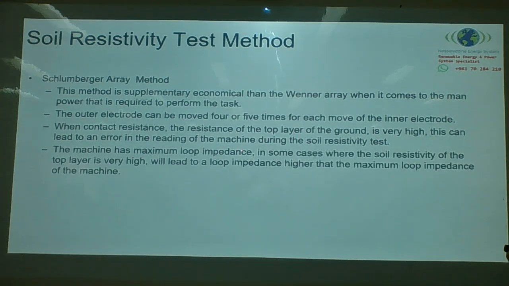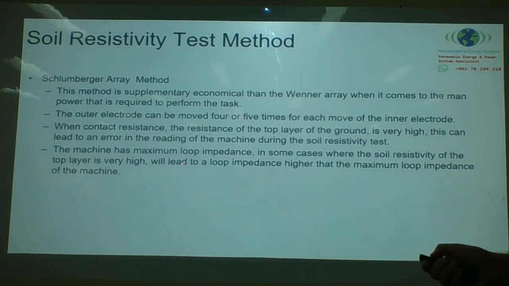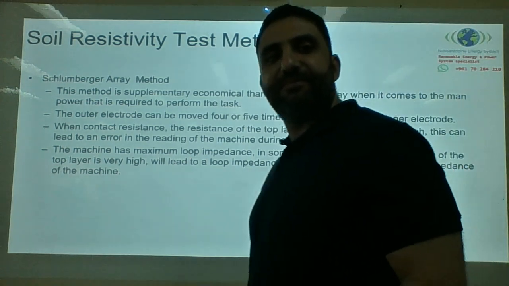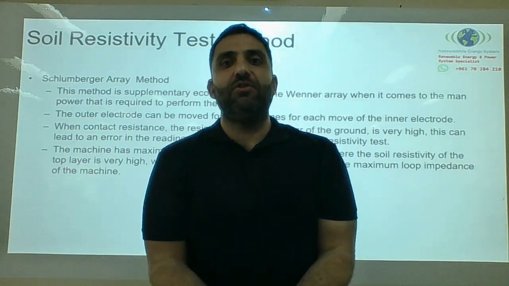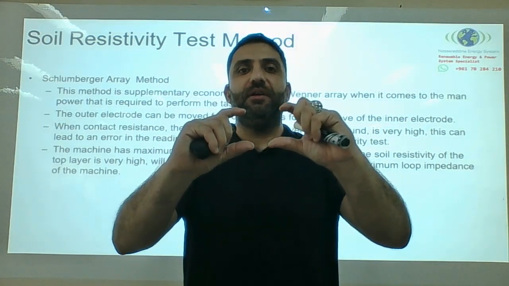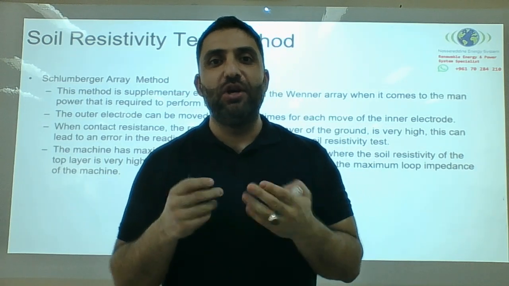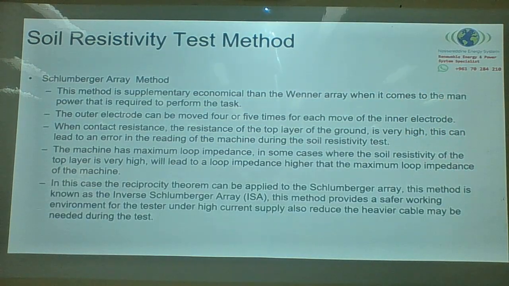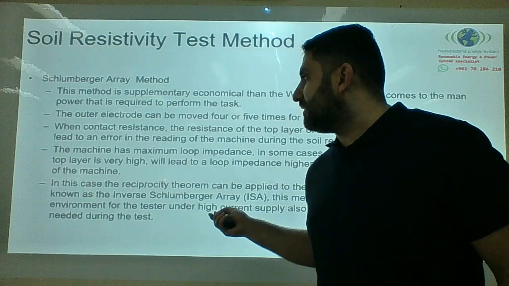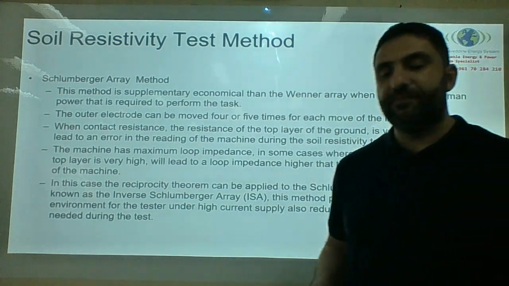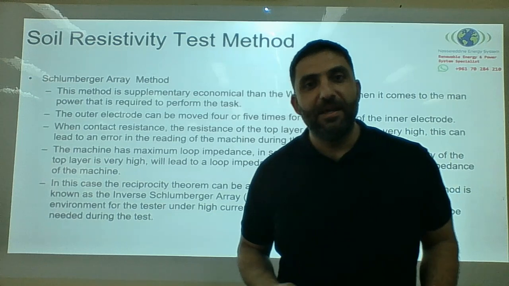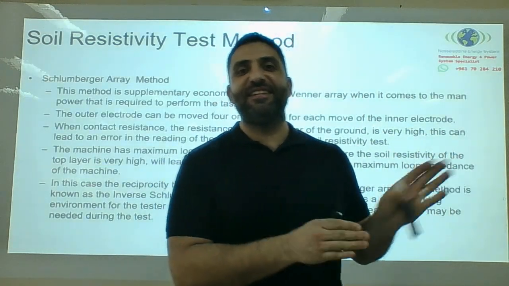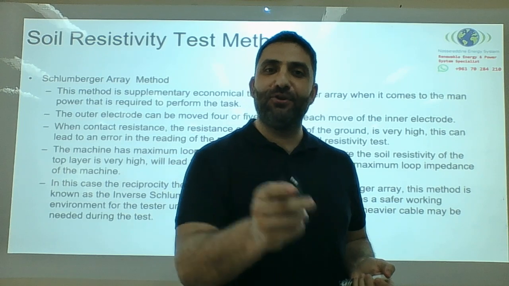The machine has a maximum loop impedance. In some cases where the soil resistivity of the top layer is very high, it will lead to a loop impedance higher than the maximum loop impedance of the machine. That's the reason. Every machine has a loop impedance. If I have a very high soil resistivity, I exceed the loop impedance, which leads to an error in reading. In this case, you can use the reciprocity theorem, inverse Schlumberger array. I can tell you, based on my 13 years of experience in the field, the most commonly used one is the Wenner array.